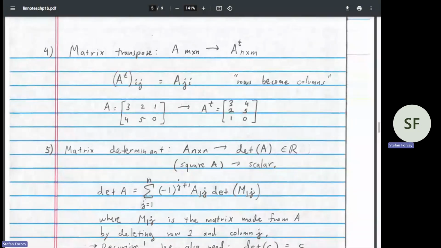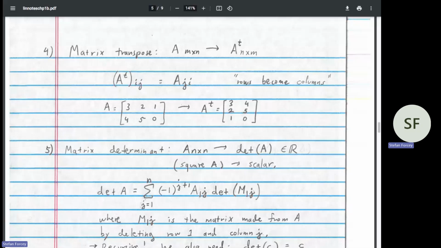The fourth matrix operation is to take the transpose. That's a flip, taking the matrix and flipping it around the diagonal. It takes an m by n matrix and turns it into an n by m matrix, and we write a superscript little t for transpose. Another way of saying it is that it just interchanges rows and columns. Rows become columns. So the transpose of a_ij is equal to a_ji.